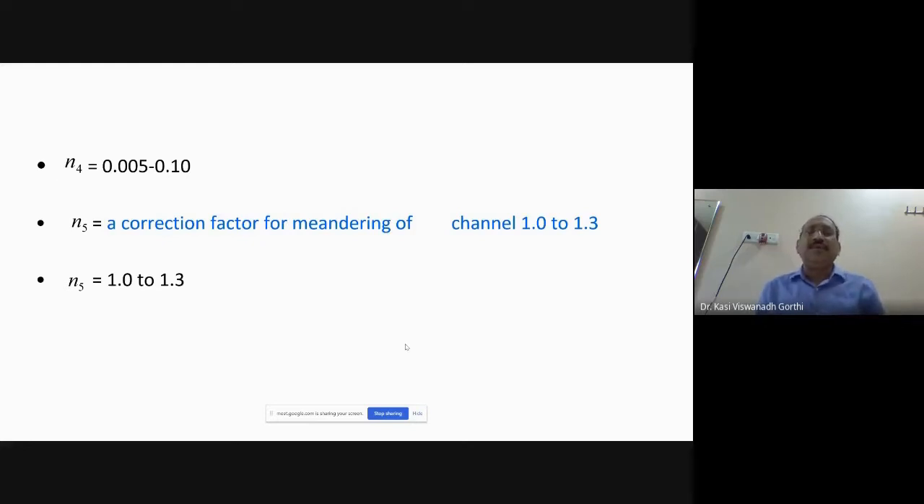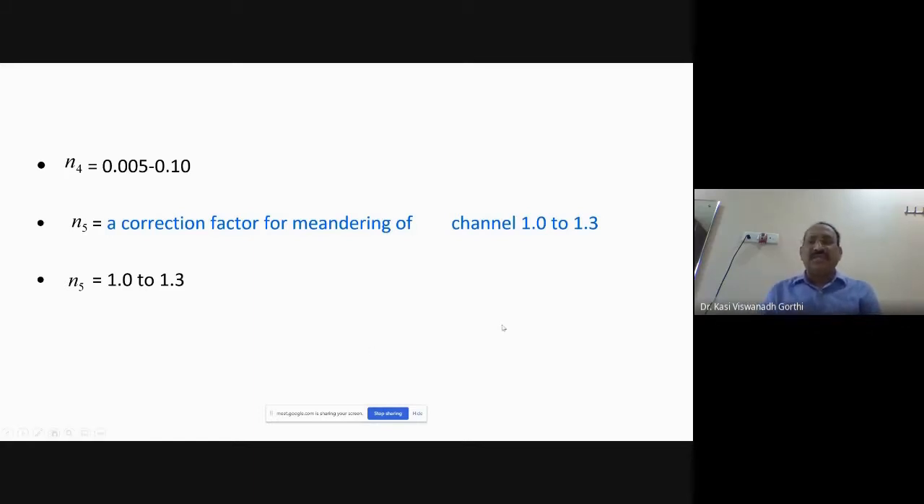Similarly, if you want to make use of the Manning's formula, the value of the Manning's coefficient N must be known. V is equal to 1 by N, R power 2/3, S power half. S, longitudinal slope, can be measured exactly, or hydraulic radius can be known, A by P. What is missing there is the value of N. So to estimate the value of N, several parameters are given here, and what factors the value of N gets influenced by, based on which Cowan has developed one equation to estimate the value of N as N0 plus N1 plus N2 plus N3 plus N4 into N5.